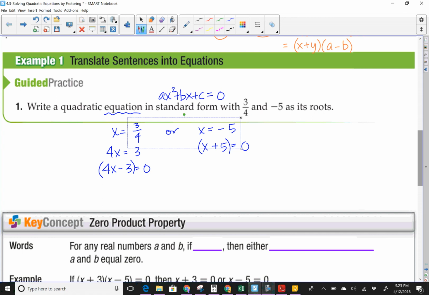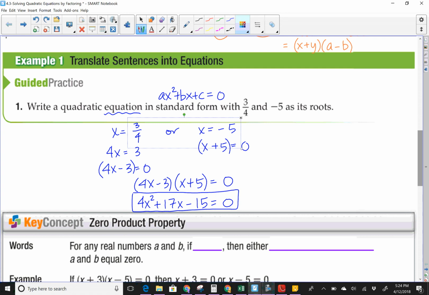So that means I'm going to have 4x minus 3 times x plus 5. If you start off with an equation, y'all, you will end up with an equation. And when you multiply that out, you're going to get 4x squared plus 20 minus 3 is plus 17x minus 15 equals 0. And that is your equation in standard form.